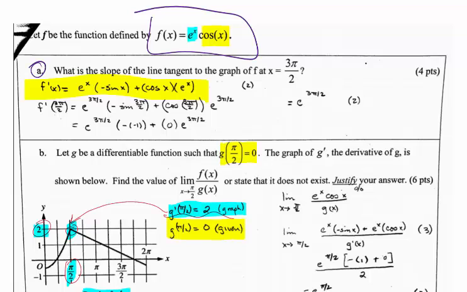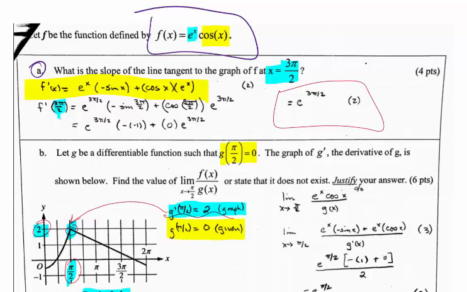Now, the second thing that you've got to do is go ahead and evaluate that derivative at this x value. So anywhere there's an x in the original function, or in the derivative of the function, you're going to plug in 3 pi over 2. And so again, you've got to know your trig and you've got to know your unit circle to evaluate that. When you do that, you come up with the final value of e to the 3 pi over 2.